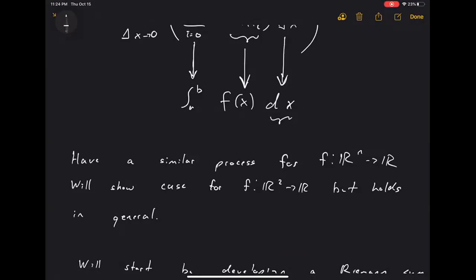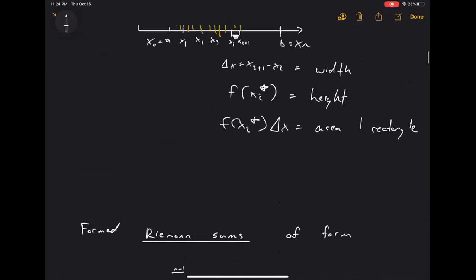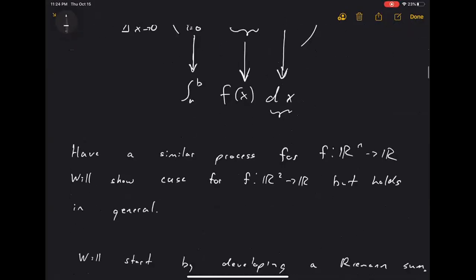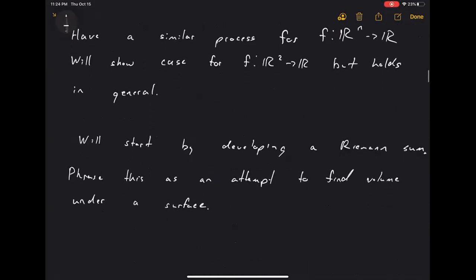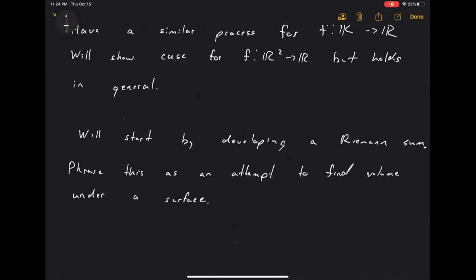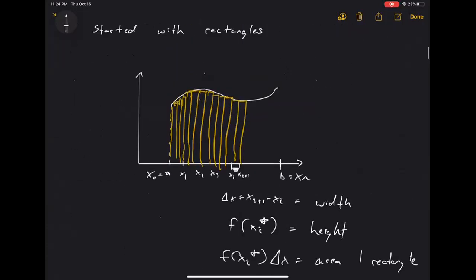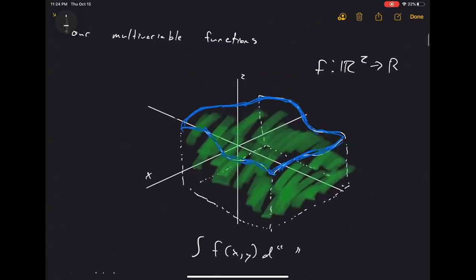So we have a similar process for multivariable functions, and we're going to focus on the case for a function f from R2 to R, but as I said, it's going to hold in general. Again, this was just a recap of how we constructed our integral for Calc 1. So let's begin our construction of the integral in the multivariable case, and we're going to start by developing a Riemann sum. Let's confine ourselves again to the idea of trying to find the volume beneath the surface.